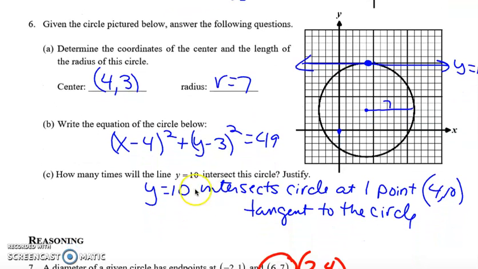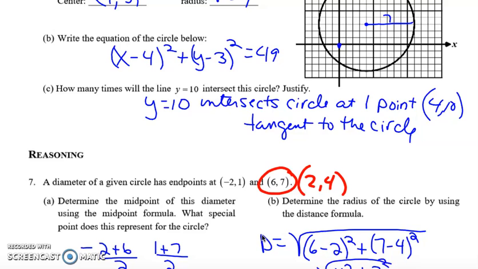Now we talked about graphing lines in a previous unit. This line y equals 10 is this blue horizontal line that I've drawn right there. And they want to know how many times that line will intersect a circle. It intersects the circle at one point, at the point right here, (4, 10). So since it intersects the circle in one point, we actually call that a tangent line.